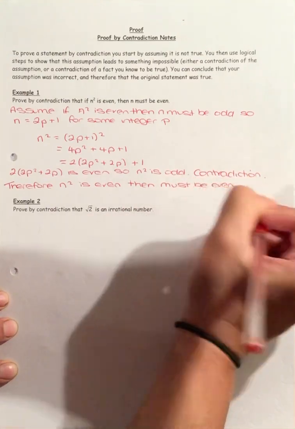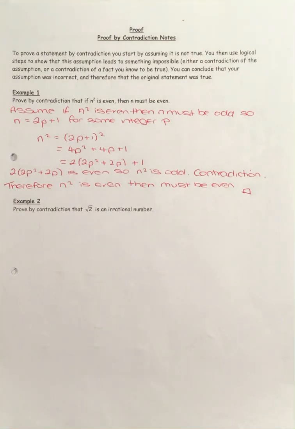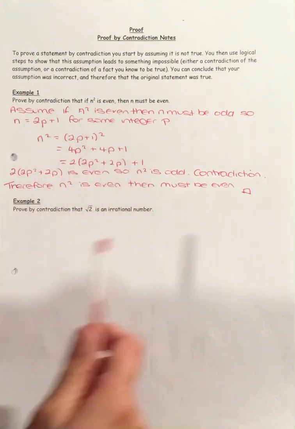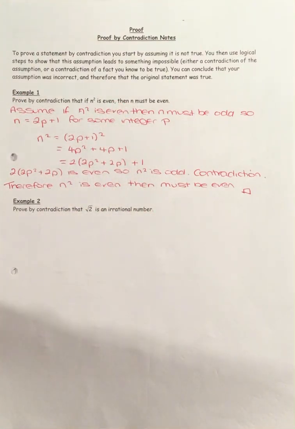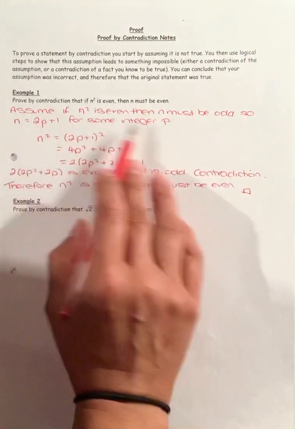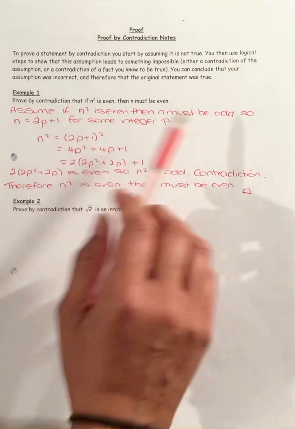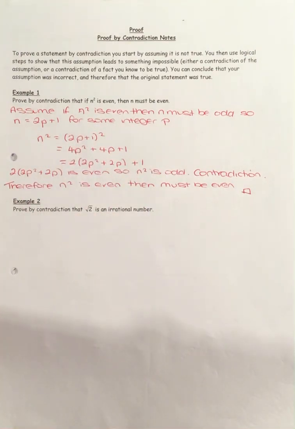Remember to mark the end of your proof with a box or QED. So those are your steps. Assume the opposite, work with that, come up with some form of contradiction of your assumption, which means your assumption was wrong and the original statement is true. Now we're going to use what we've just proven here, that if n squared is even, then n must be even, to help us prove by contradiction that root 2 is an irrational number.